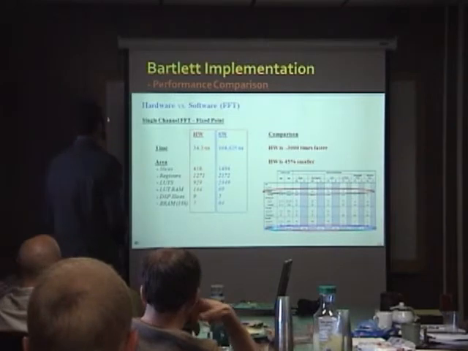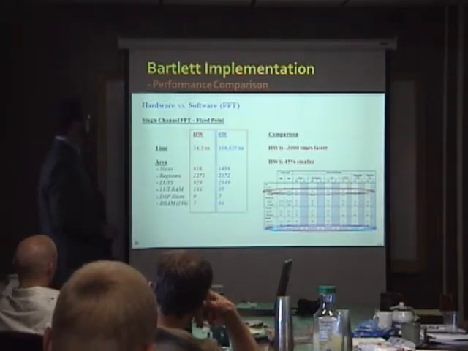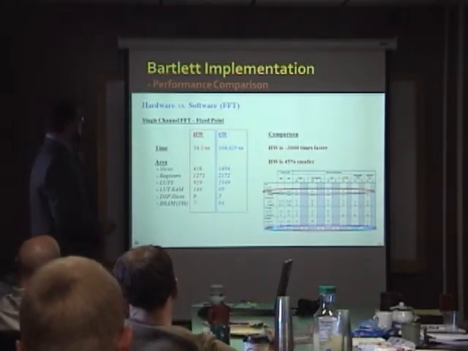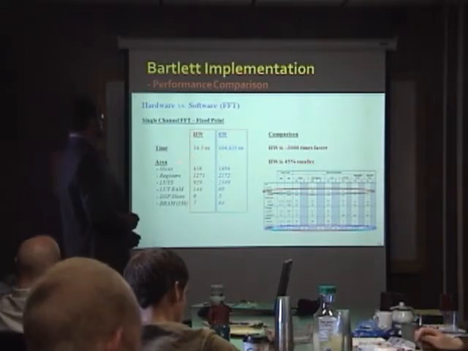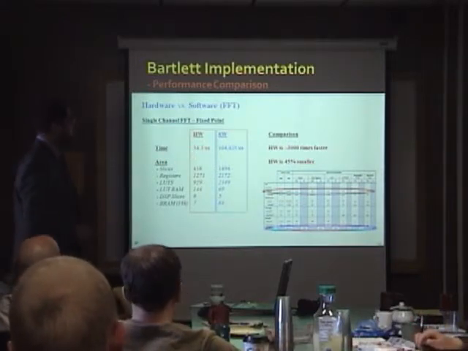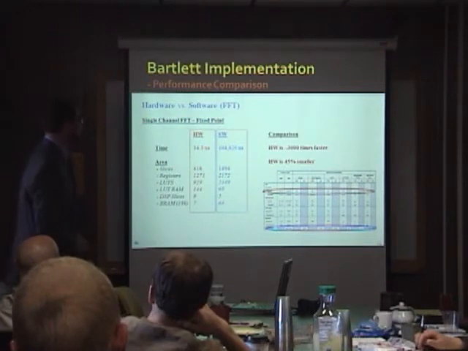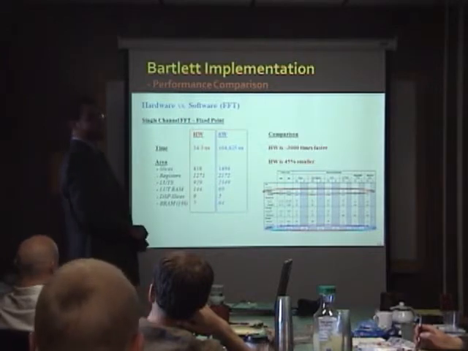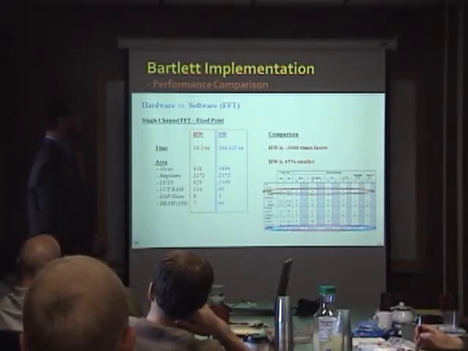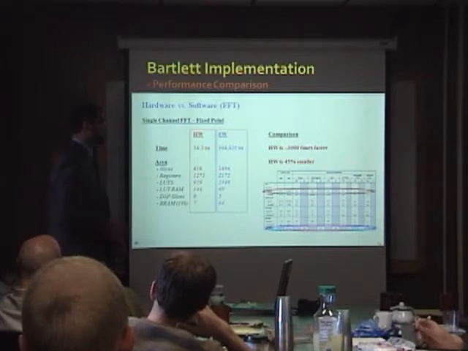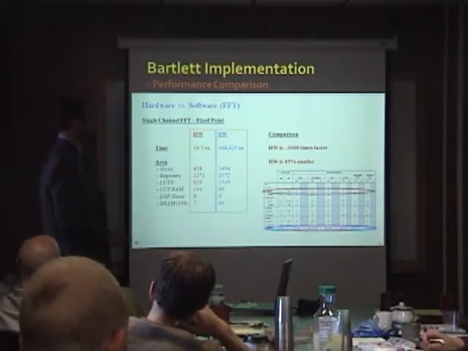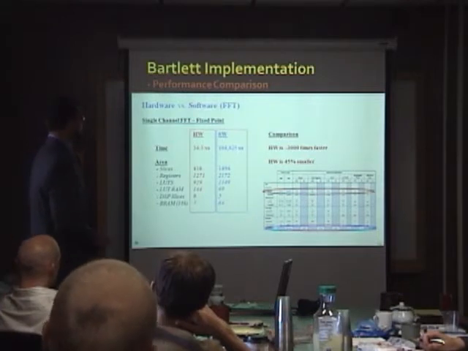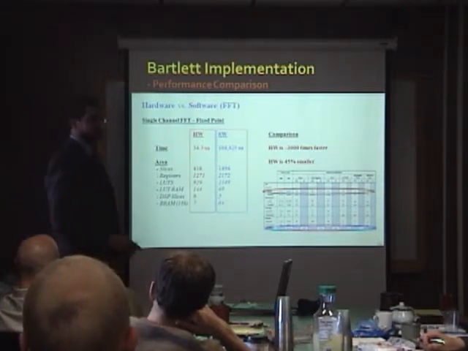So looking at the single channel FFT, hardware versus software, the time required to perform the FFT in hardware is 34.3 microseconds. The software implementation for single channel was 100,000 microseconds, which is 100 milliseconds. So the hardware is around 3,000 times faster, and it's 45% smaller. Again, this is only for one channel.